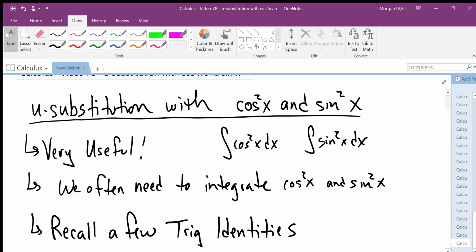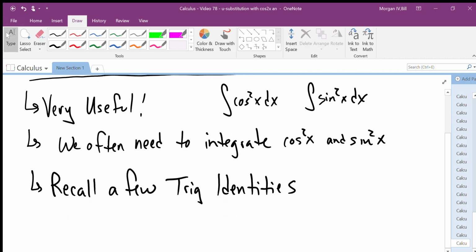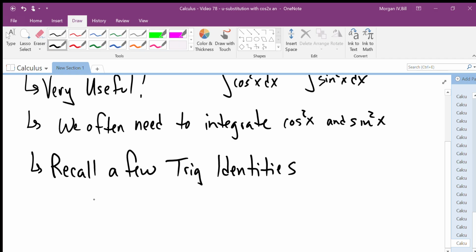So we need to remember our trig. There are certain identities in trig that you should just know. You should know that sine squared of x plus cosine squared of x is always equal to 1. It's a Pythagorean identity. You should know that. And you should be able to rearrange it to say things like sine squared of x is 1 minus cosine squared of x.